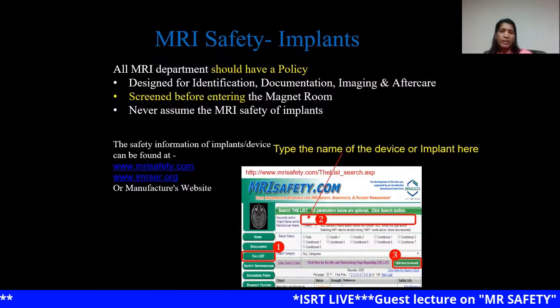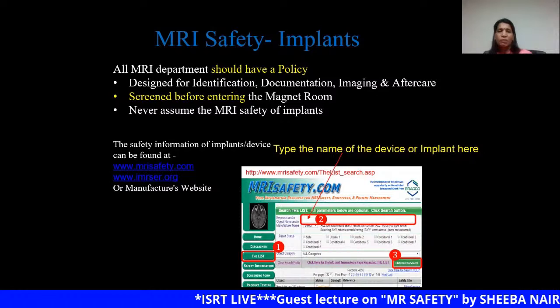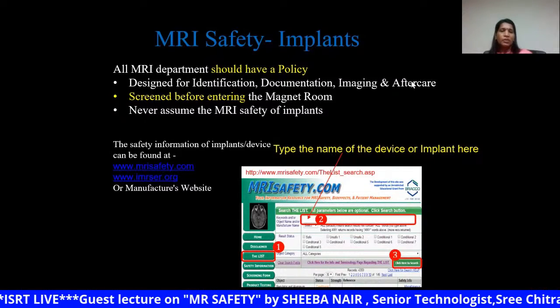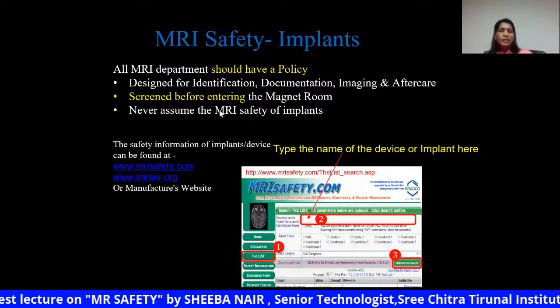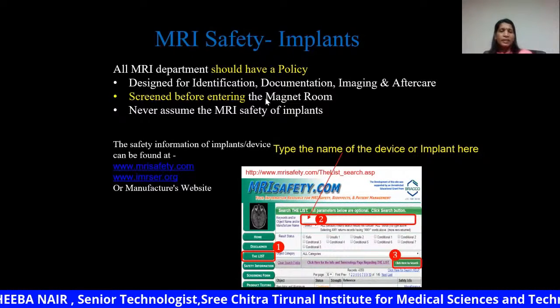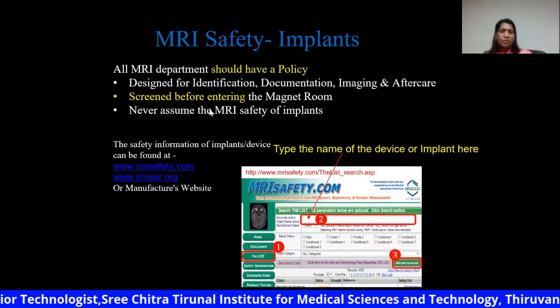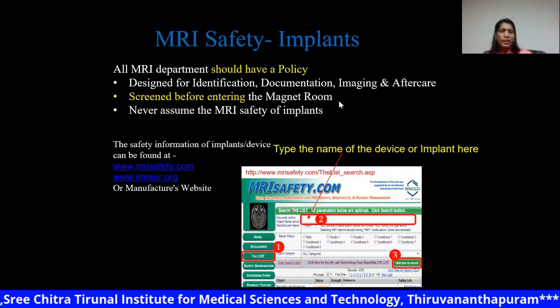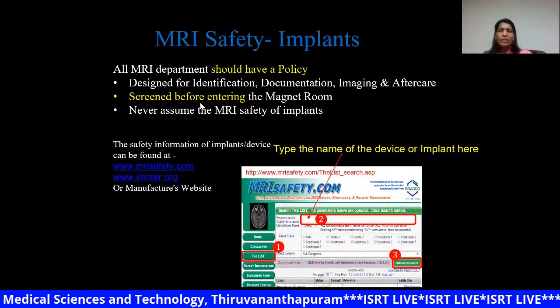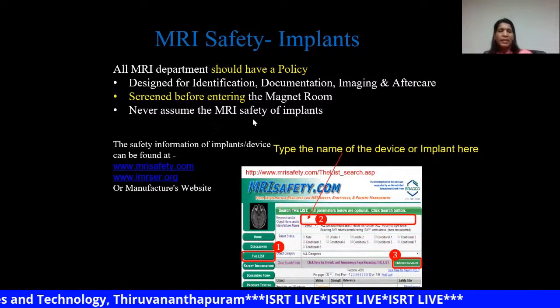These policies should be designed for the identification, documentation, imaging, and aftercare. It should be covered. And also, any individual that is taken to the MR room should be properly screened for implants. And once we know that there is an implant, never assume the MR safety of the implant.